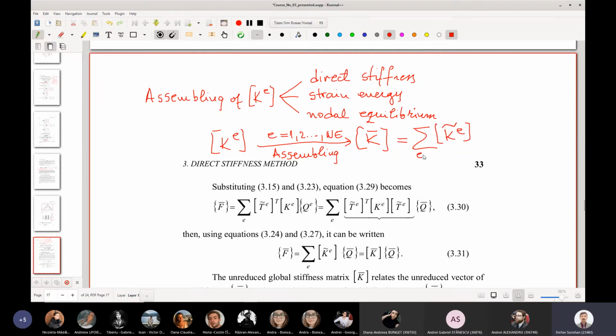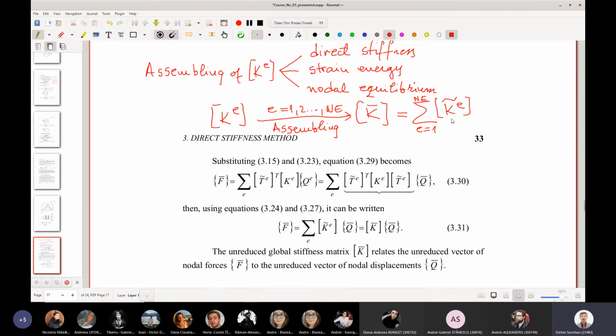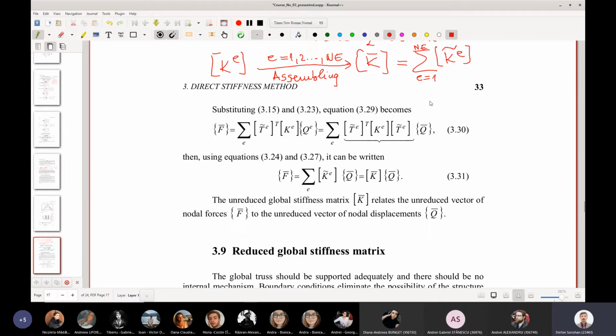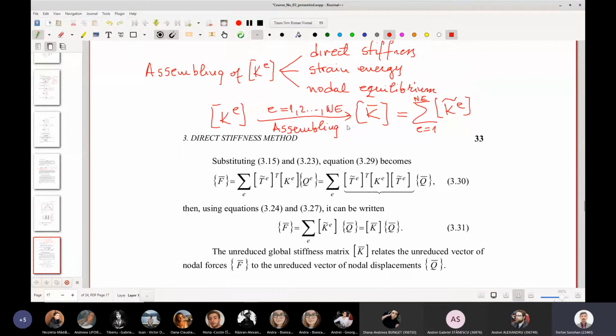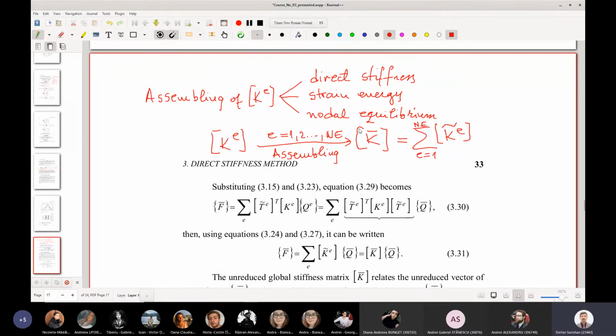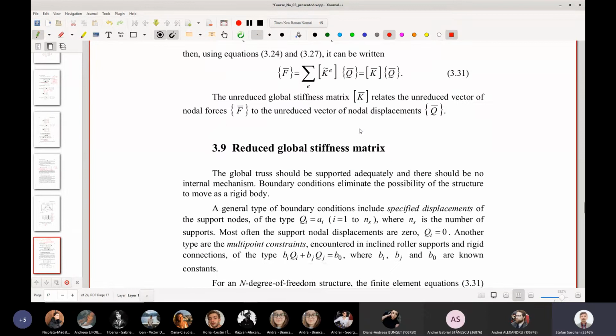This is a general formula if you want, and it is valid for every element type, because you will see later that it is possible to use different members, not only pin-jointed elements. So this is the assembling process, which may be demonstrated in these different methods. And after that, we must take the boundary.